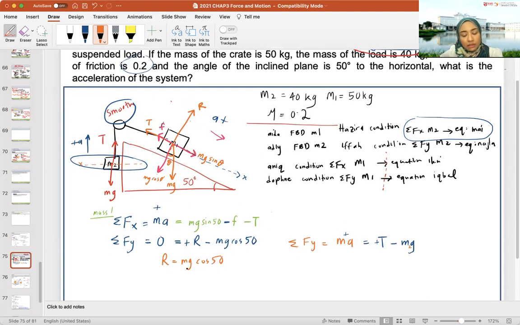So we know what this is. This is mass 1 times gravity times cosine, right? Mass 1 is 50, gravity 9.81, and this is cosine 50. You get your R. So this is equal to 50 times 9.81 times cosine 50. That is 315.